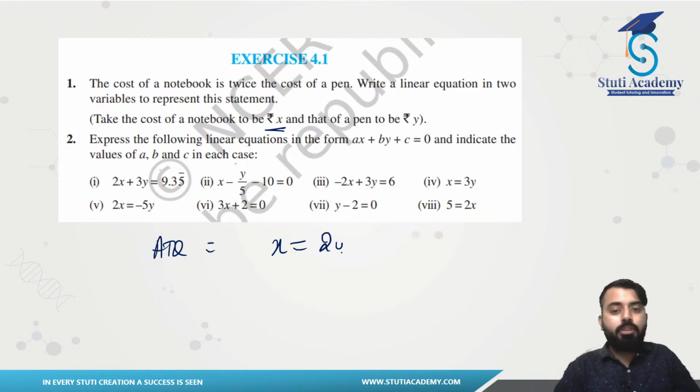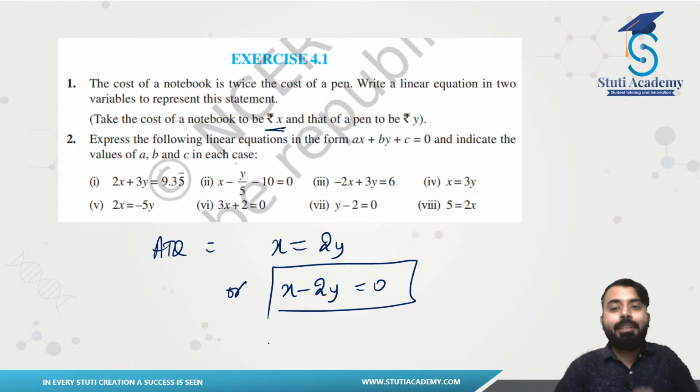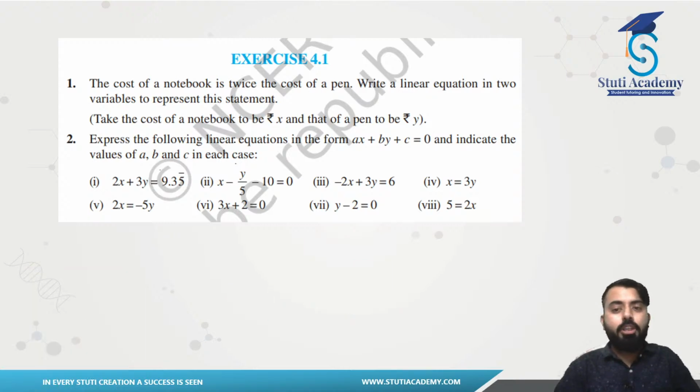X equals 2y, or you can say x minus 2y equals 0. So this is your linear equation in two variables. Quite easy, right? You can easily solve them. This is the answer. Now in these parts, you have been given the sums here. You have to write them in this form and indicate the values of a, b and c in each case. Quite easy.